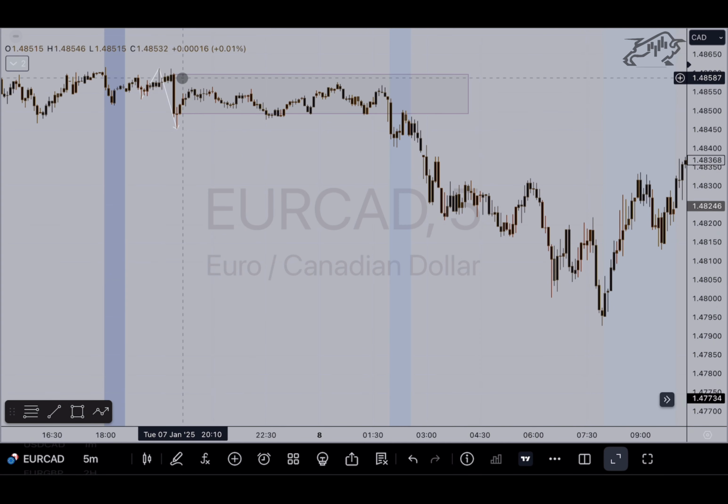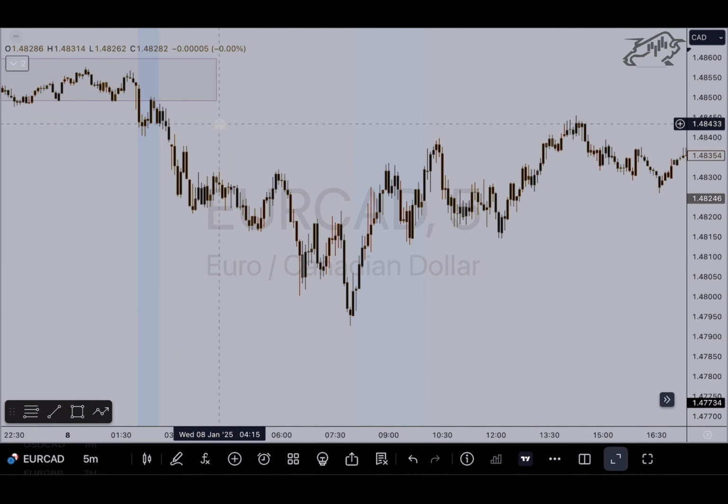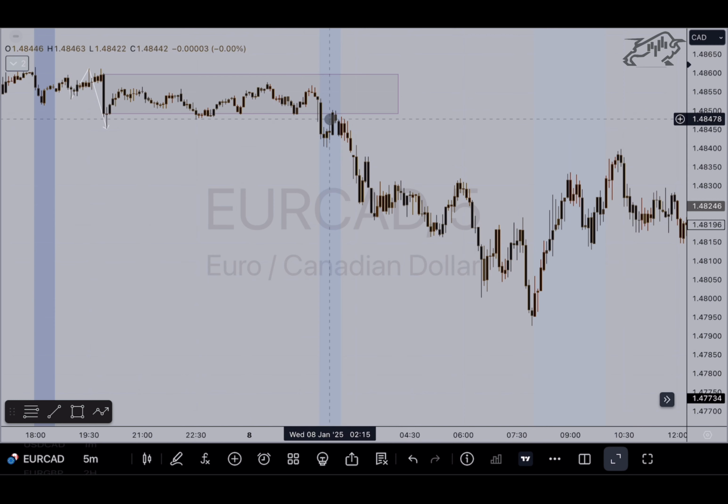Where did it move away? Our level formed. We waited very patiently for the move away. The move away has happened inside of the initial balance on the London session. Slight move away. One touch. Boom. And one touch. Boom.